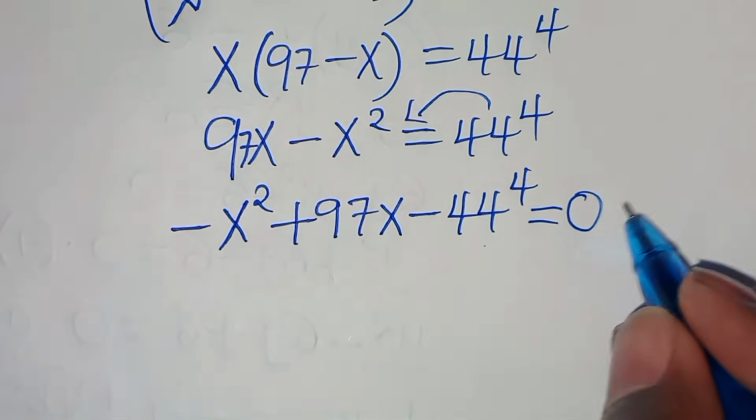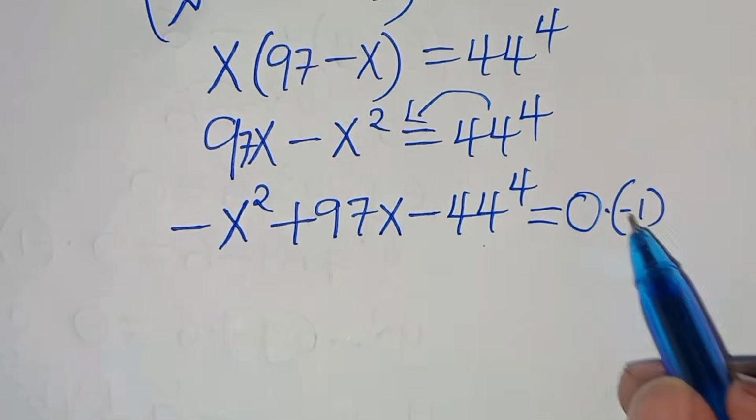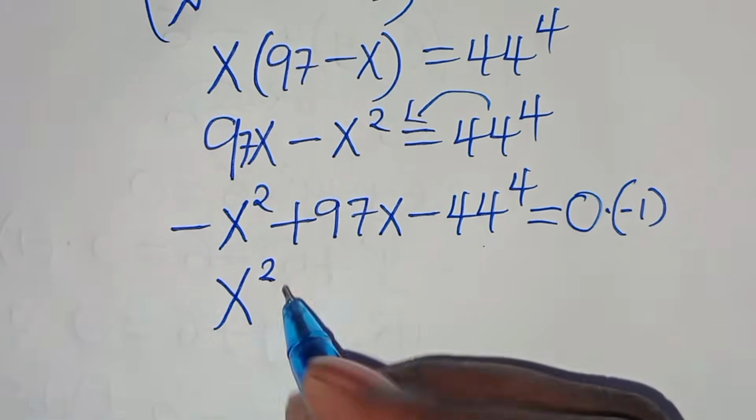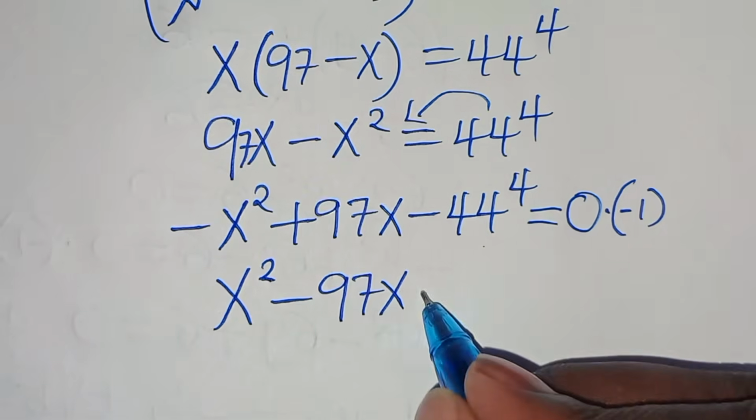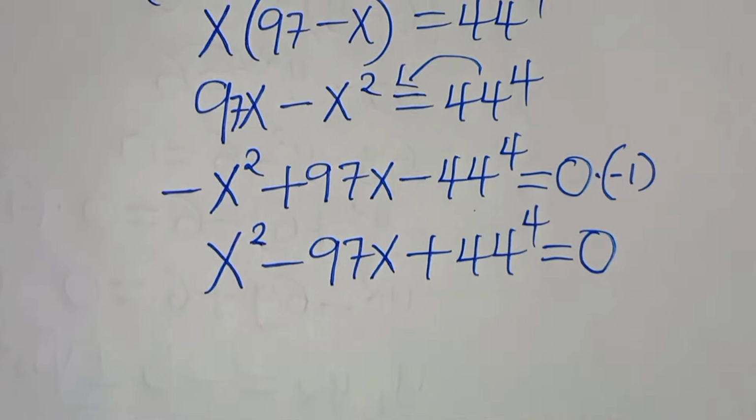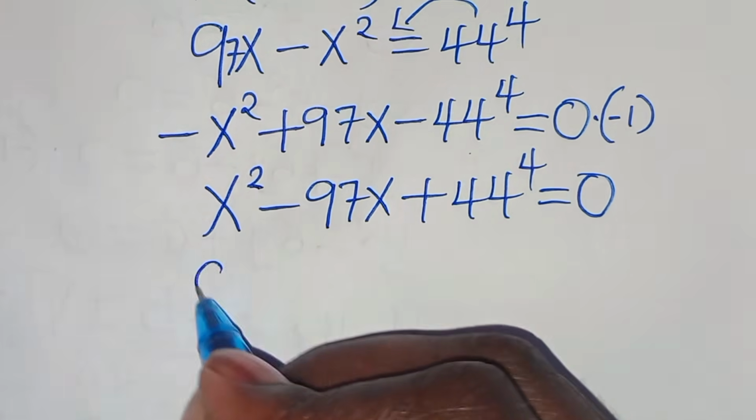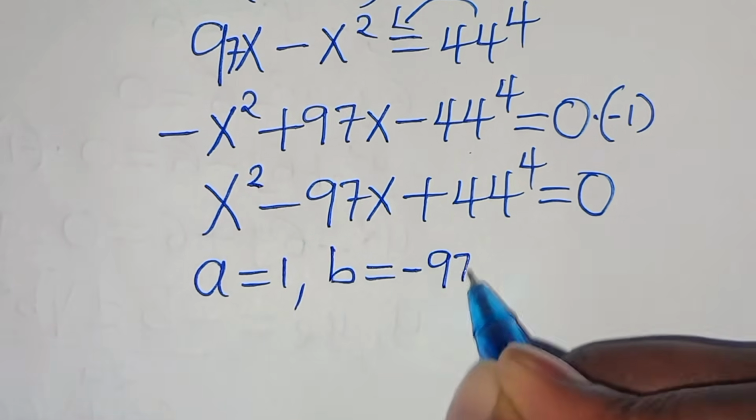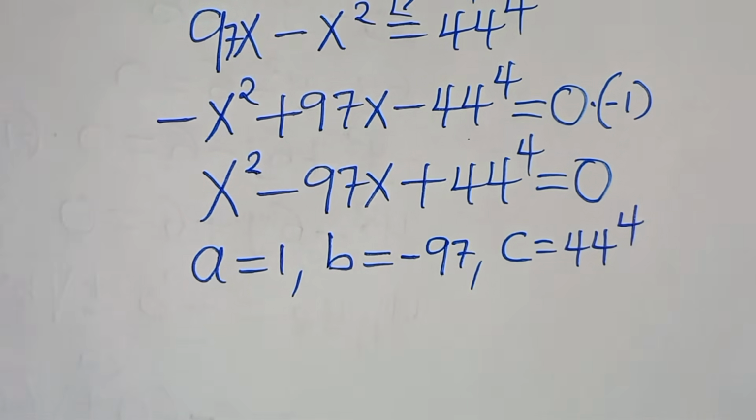Now, let's multiply both sides by negative 1. Negative x squared times negative 1 is x to the power of 2. Plus 97x times negative 1 is minus 97x. Minus 44 to the power of 4 times negative 1 is plus 44 to the power of 4. This is equal to 0. So this is a quadratic equation where a is equal to 1, b is equal to negative 97, and c is equal to 44 raised to the power of 4.